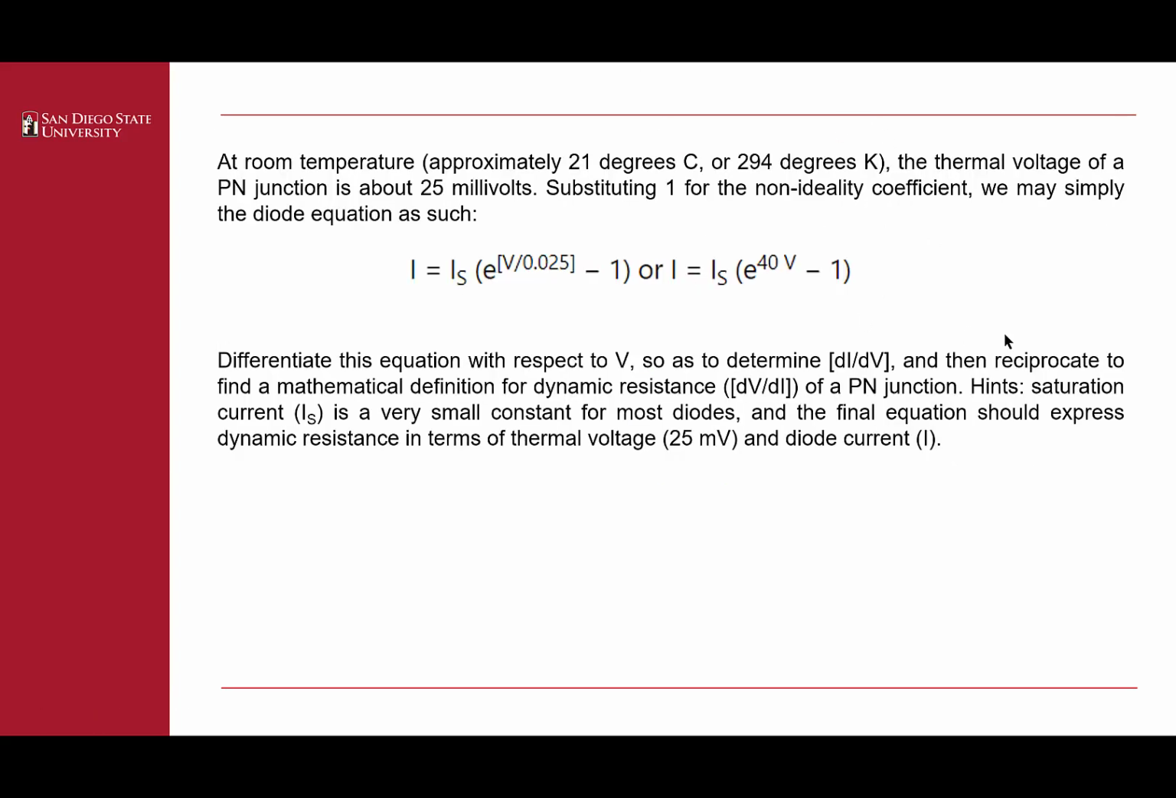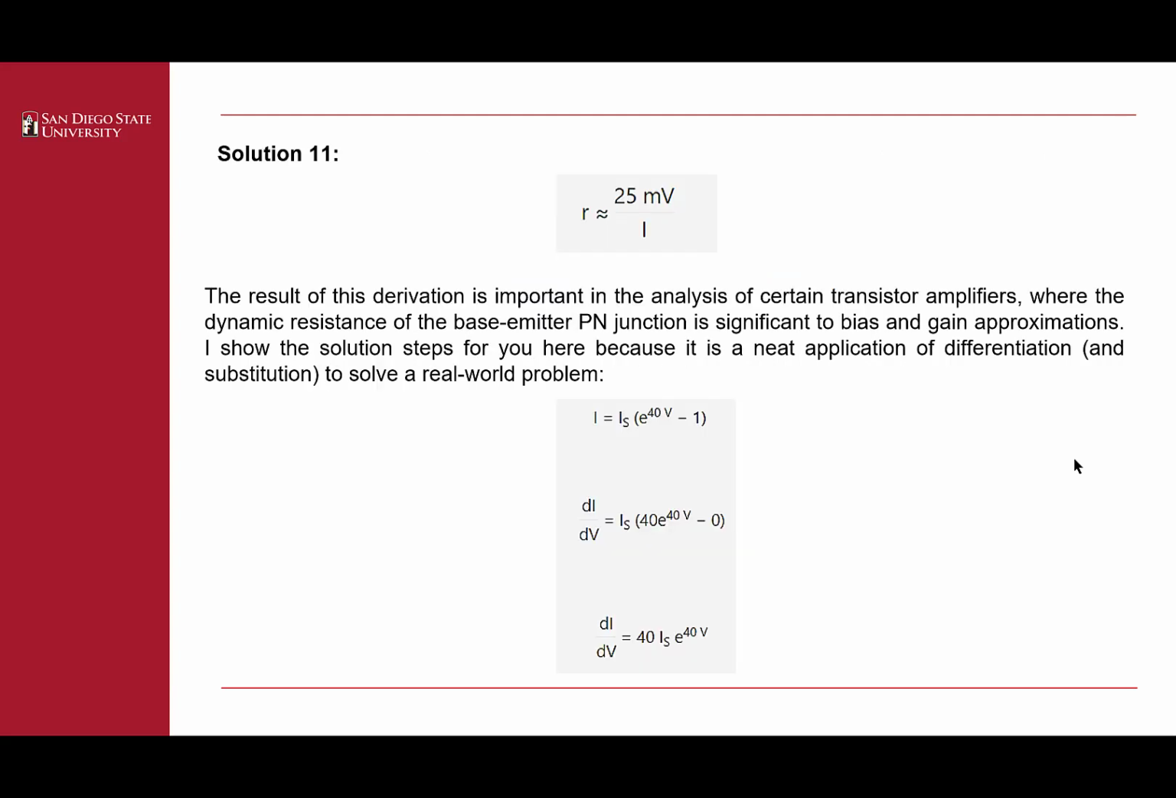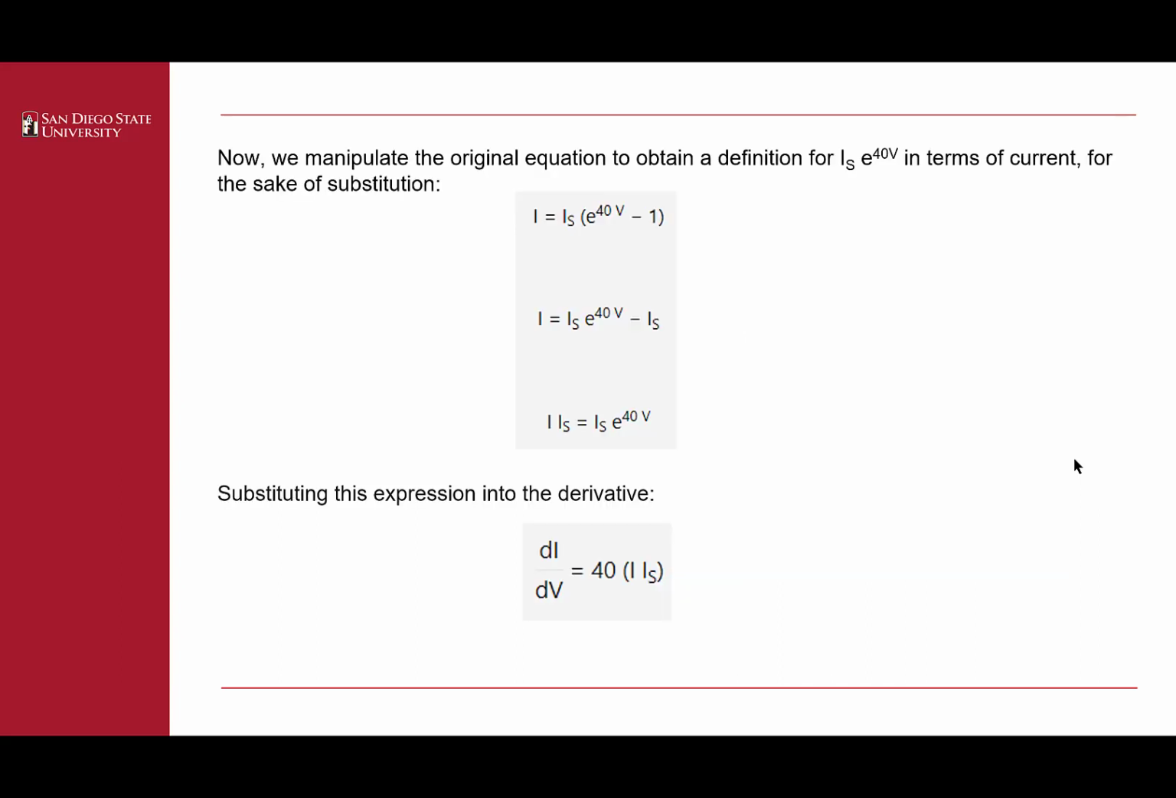Okay, it's here. It's in the hints part. Saturation current Is is a very small constant for most diodes. So in many cases it can be ignored, but you are free to not ignore it. Anyway, in practical applications, for most cases, you can ignore it, omit it, but not always.